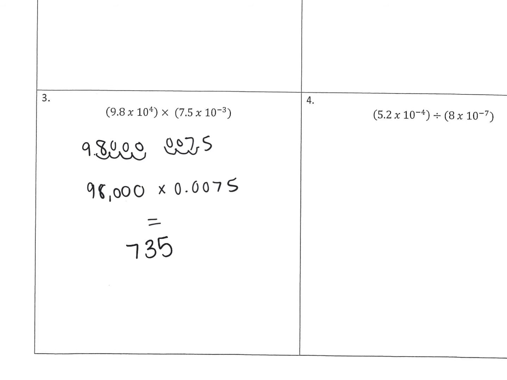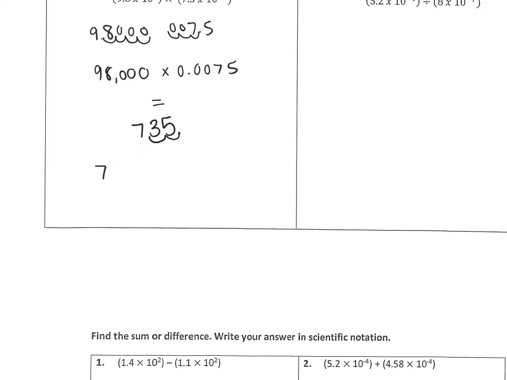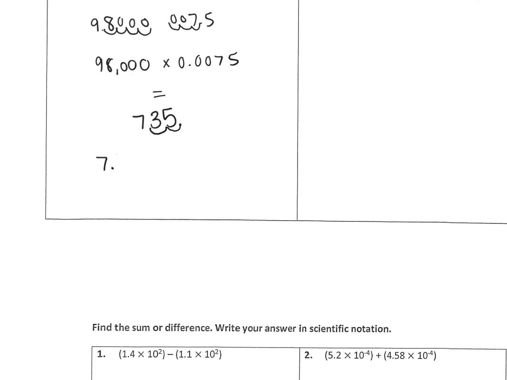So that is not in scientific notation. So our decimals here, we need to go 1, 2 to get a number between 1 and 10. So we say 7.35 times 10 to the, we moved it to the left twice. So that would be to the second power.